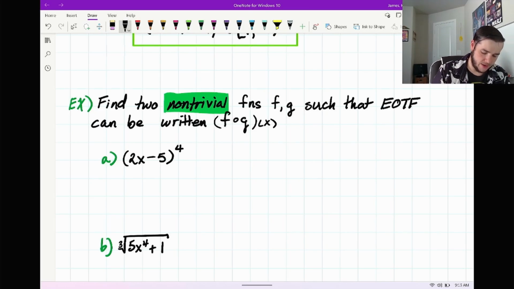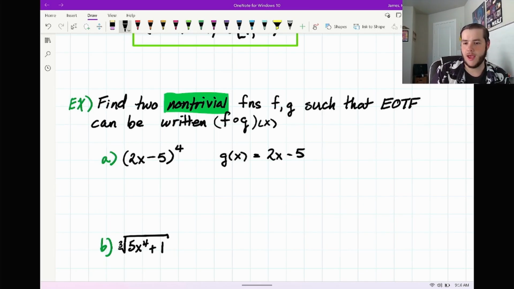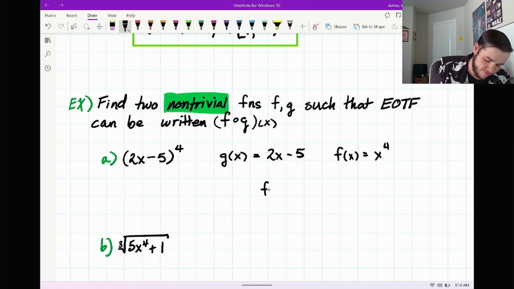What I see here is that I've got this polynomial, 2x minus 5. So let me call that guy g of x. g of x is 2x minus 5. And that whole thing is being raised to the 4th power. So it almost looks like I've got a 4th power in there too, x to the 4th. And I can rewrite this function as f of g of x.